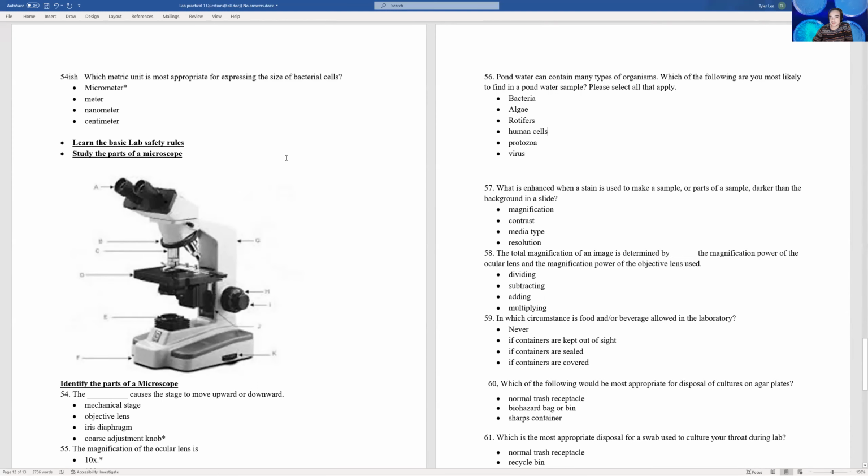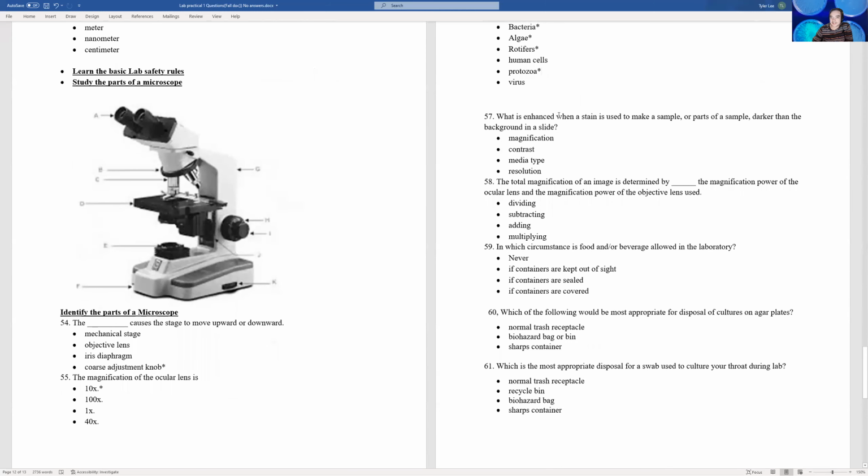Same for human cells. You're not going to find live human cells in a sample of pond water, but you will find bacteria, which are present essentially everywhere. You will find algae. You'll also find rotifers, and you'll find protozoa. So pretty much everything except for human cells and viruses.